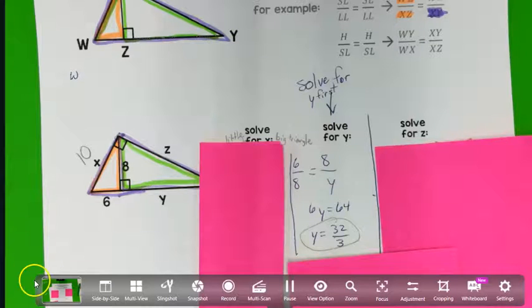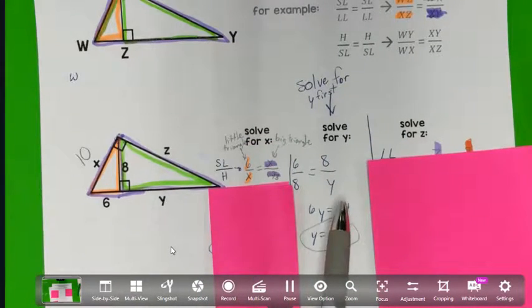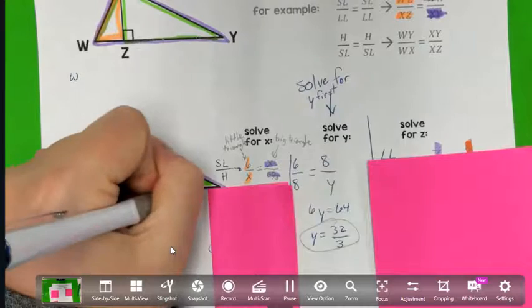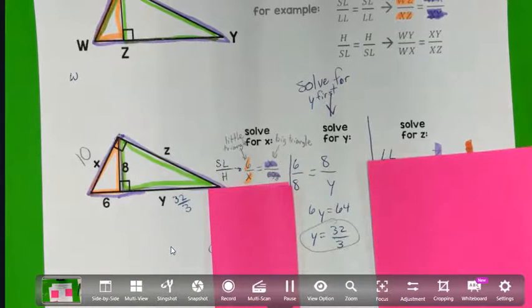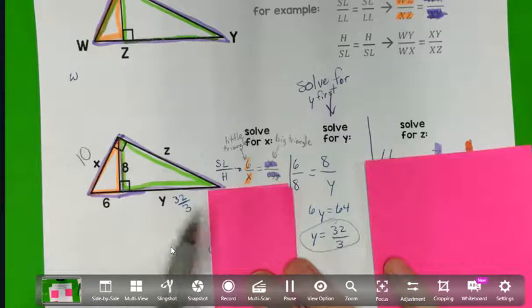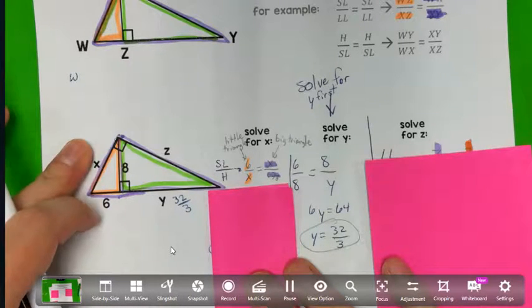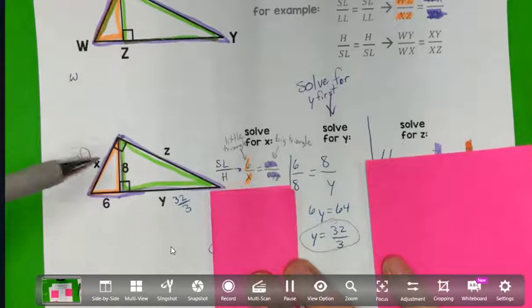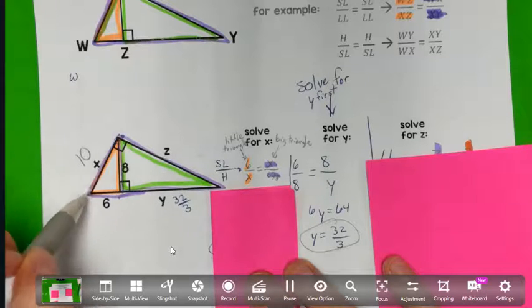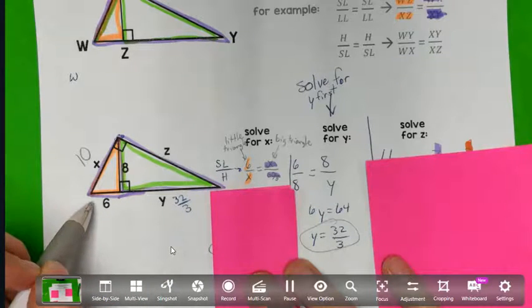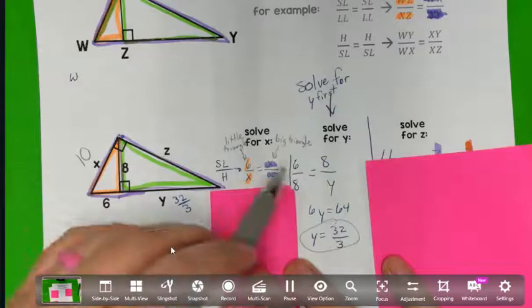All right. Cool. Okay, so since we've solved for y, we can now put that y is 32 over 3. But if you notice, when we do short leg over hypotenuse, so we are trying to solve for x, which this already has it solved for, but I'm going to show you how to solve. Why are we doing short leg over hypotenuse? Well, we can't do short leg over long leg because we don't know what the long leg is. So we are going to do the short leg of this purple triangle over the hypotenuse of the purple triangle.